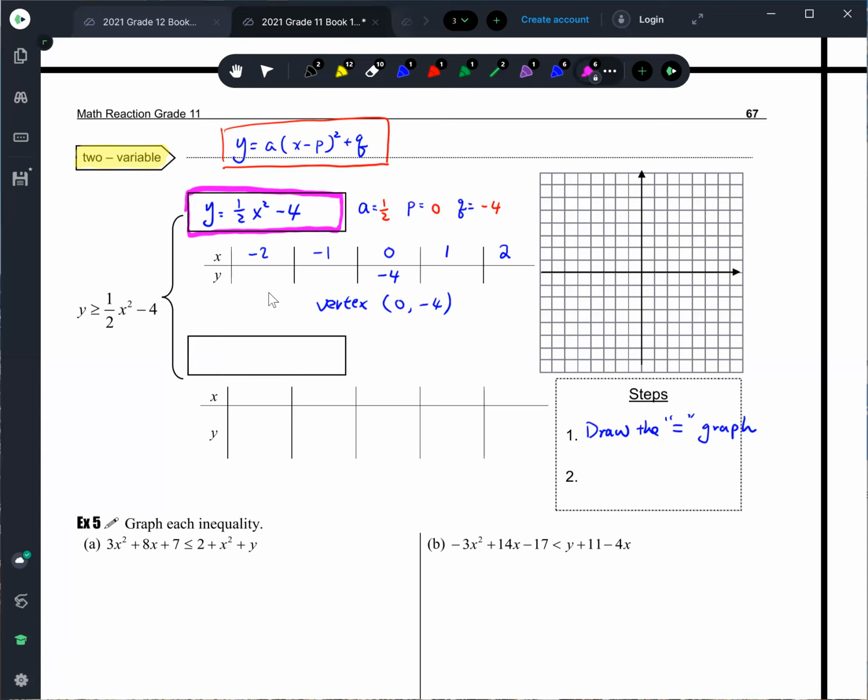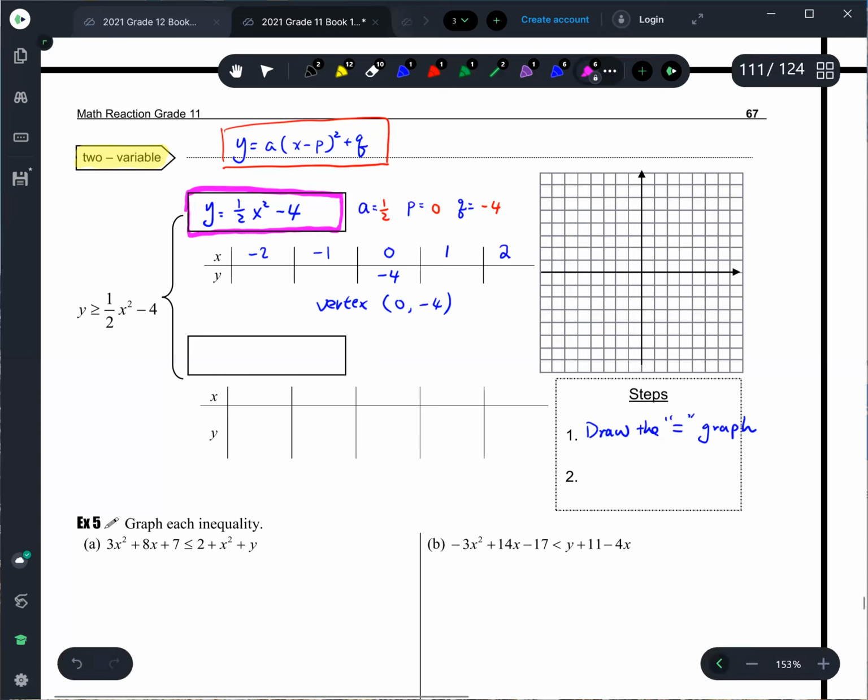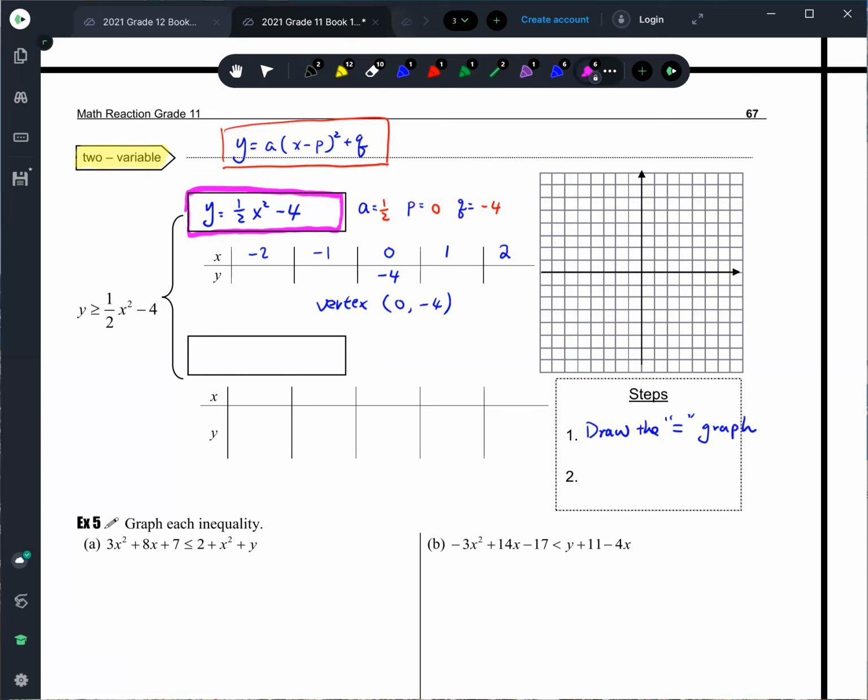Can it be in decimal form or just write it in fraction form? Yeah, leave it in decimal, okay? Decimal is easier to graph. We just need approximate, okay, when we plot the points.